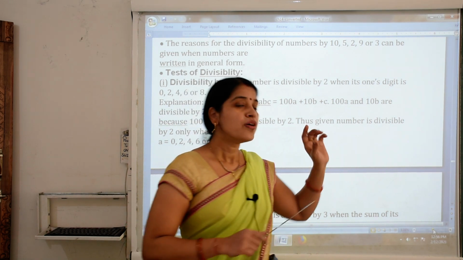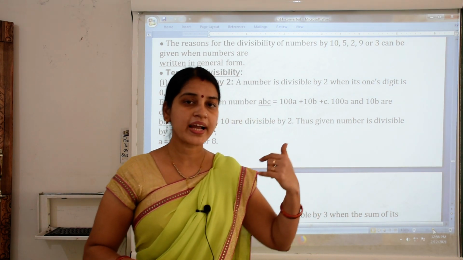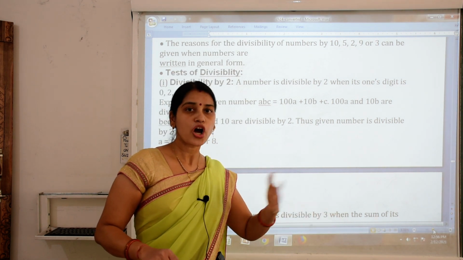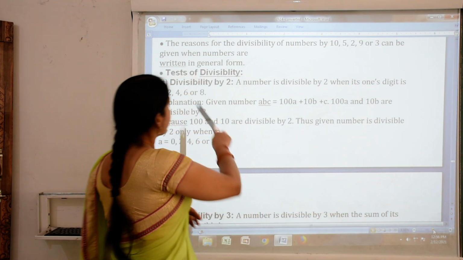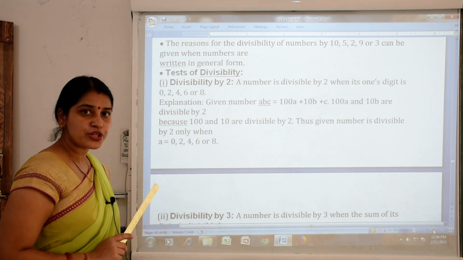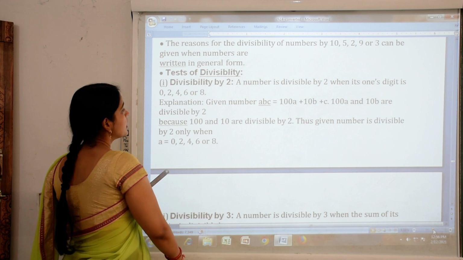So in this way, without division, बिना डिवाइड किए हम क्या चेक कर सकते हैं कि the given number is divisible or not divisible. So we have to see only the ones digit number, it should be even. Okay.